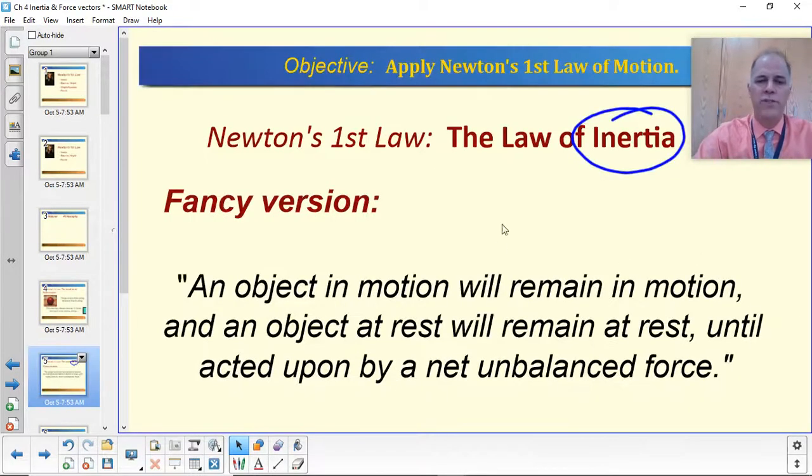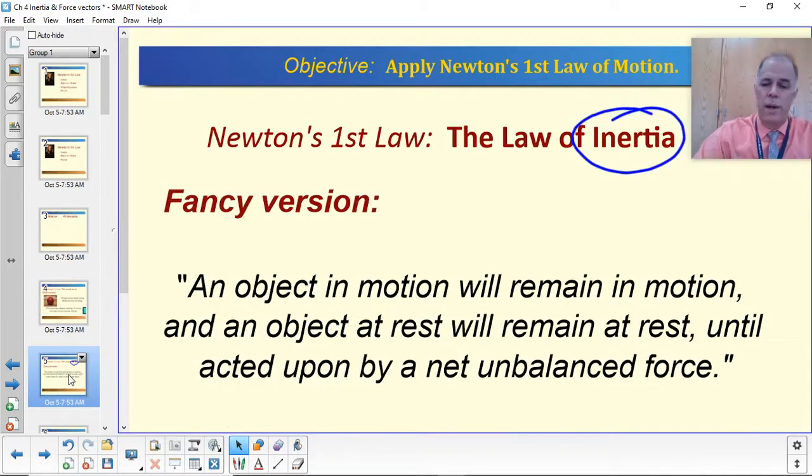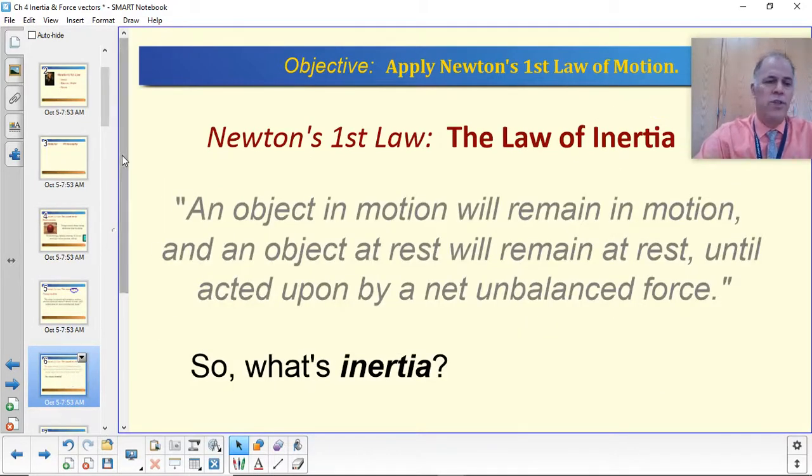So the formal way of saying this is that an object in motion will remain in motion and an object at rest will remain at rest until acted on by a net unbalanced force. You may have heard those words before, but they're kind of fancy and it really boils down to this: things tend to keep doing whatever it is they're doing. So there is a little bit to unpack here.